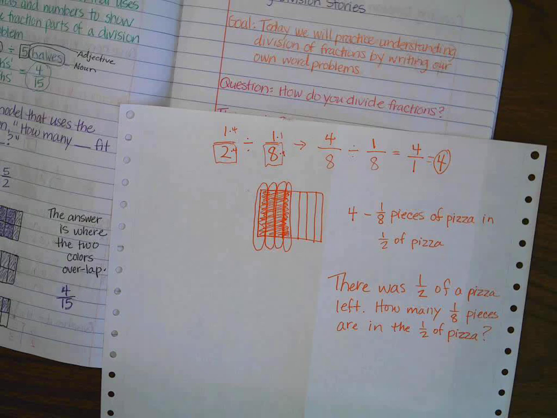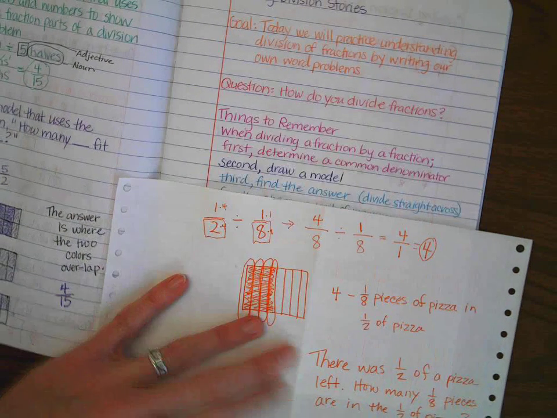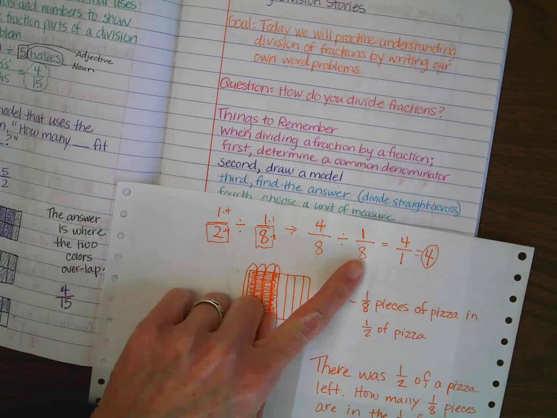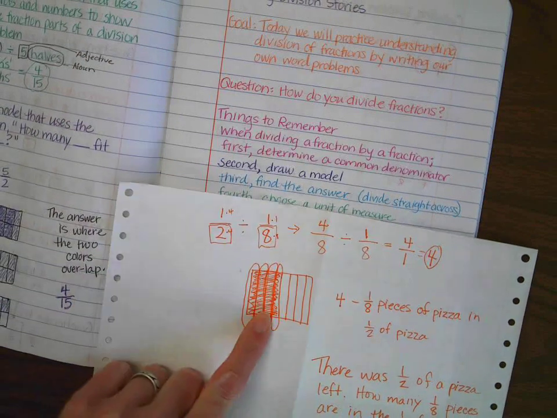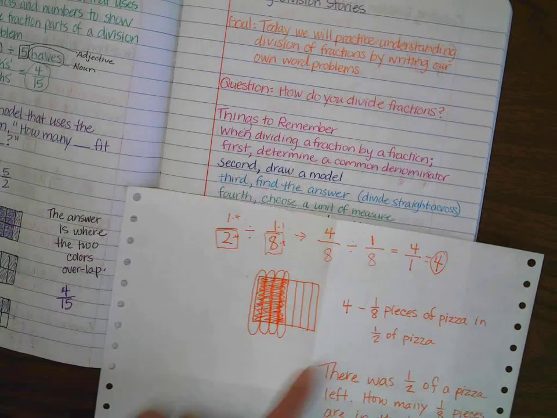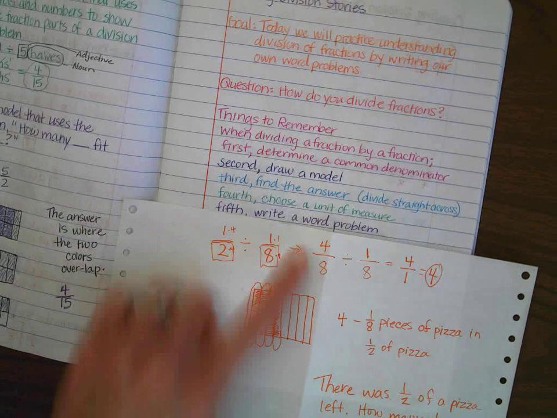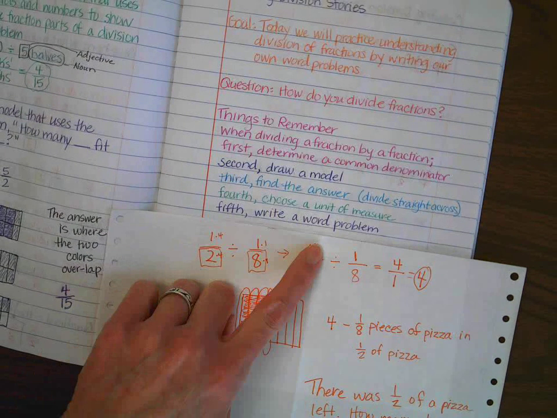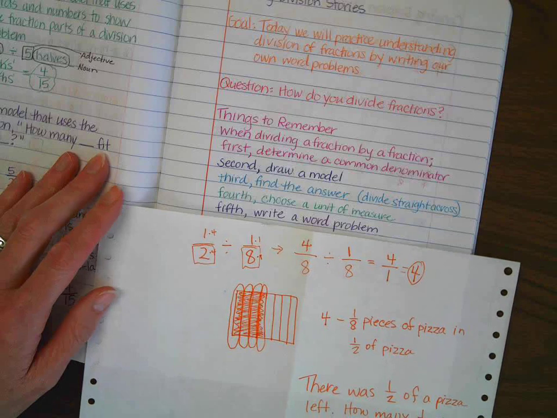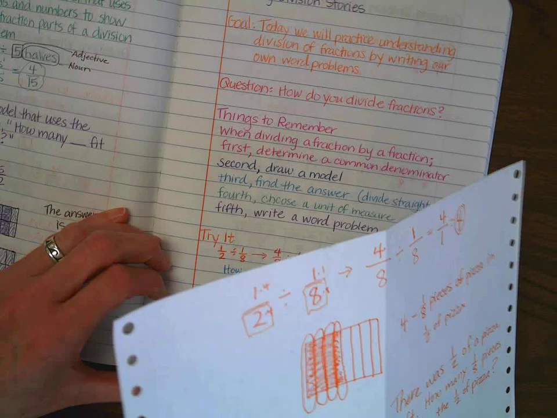Is that a word problem? The answer is yes. So there you go. You just did the whole process. Step 1, find a common denominator. Step 2, draw the model. Step 3, divide straight across. Step 4, choose your unit of measure. And step 5, write your word problem. So that's how we did that.